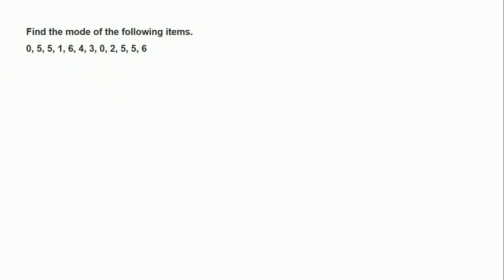Mode is that observation which has occurred the most number of times. So in this case, 0 has occurred just 2 times, 5 has occurred 1, 2, 3, 4 times, and 1 has occurred just 1 time, 6 has occurred 6 times. So 5 will be the mode of this observation. So this was also very basic.